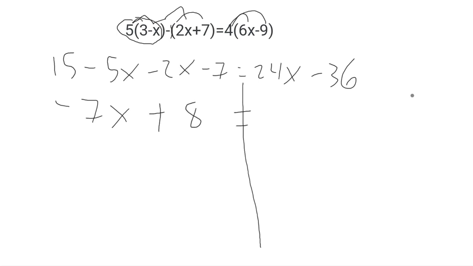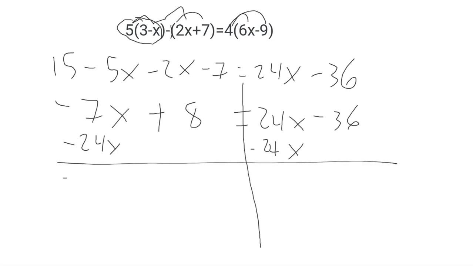And then on the right side, I look to see if there's anything that can combine. 24x and negative 36. One has a variable, one does not, so I cannot combine at this time. Now, I need to move all my variables from one side of the equal sign to the other. So I'm going to subtract 24x to both sides.